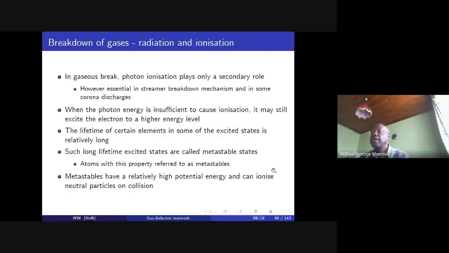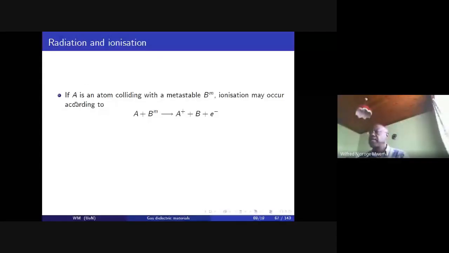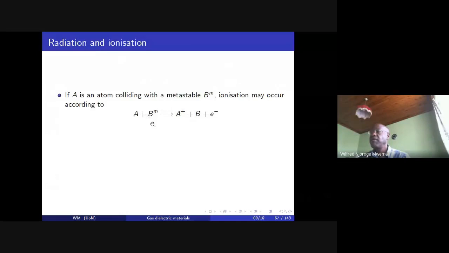This can be looked at as follows. We raise it to M to show that it's a metastable, so it's in its excited state. And ionization may occur according to the process: A metastable colliding with B leads to the ionized atom A plus the neutral atom B plus a free electron.